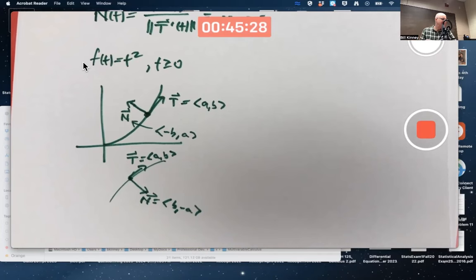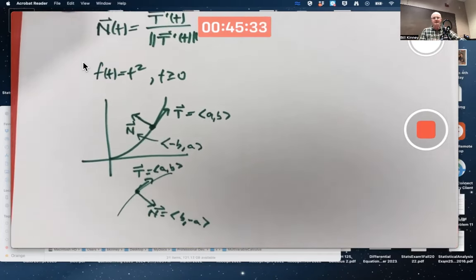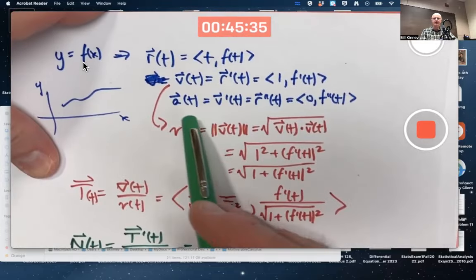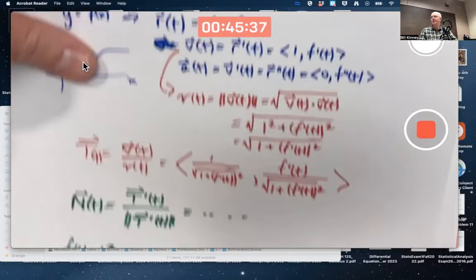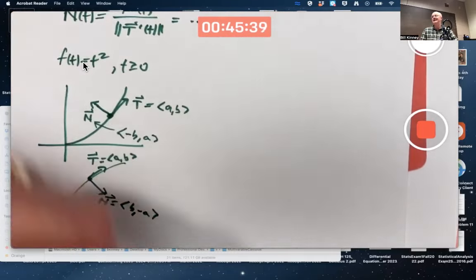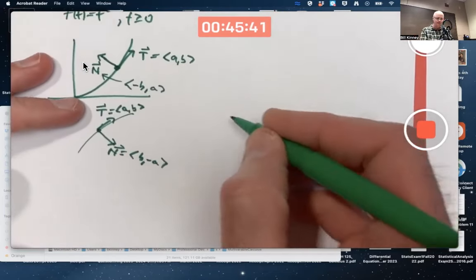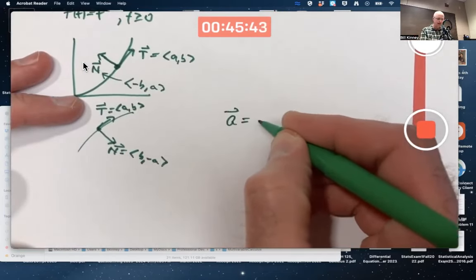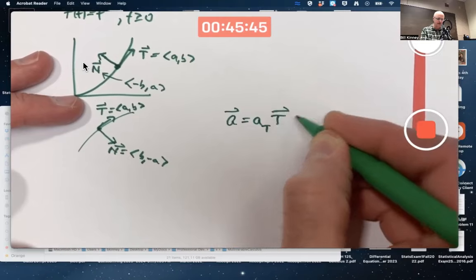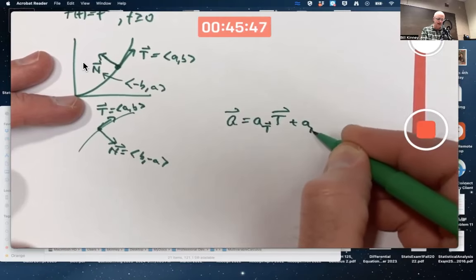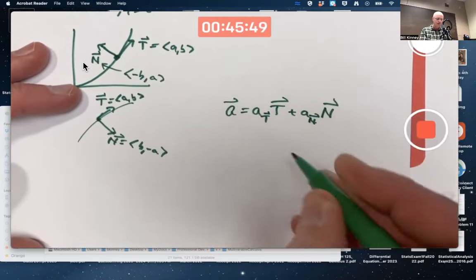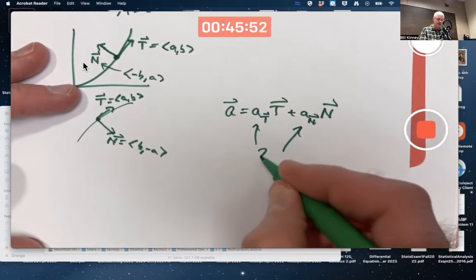What about acceleration vectors? Well, obviously, again, you can compute the acceleration vector this way, but more important for us was decomposing it into tangential and normal components. a equals a sub t times capital T plus a sub n times capital N, where you've got to figure out what those things are.